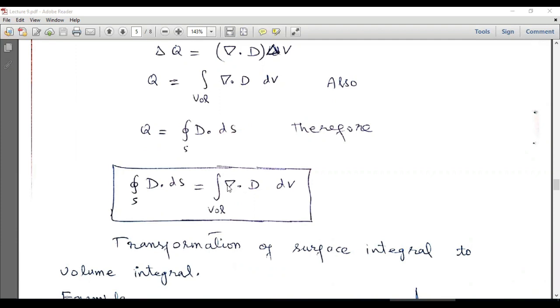And del is the vector operator, and in this theorem we see only one vector quantity, which is D. So this divergence theorem is applied on the vector field D, but it can also be applied to any arbitrary vector field A, B, or C. This is called the mathematical form of the divergence theorem.